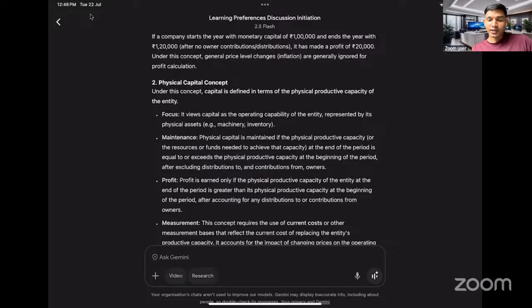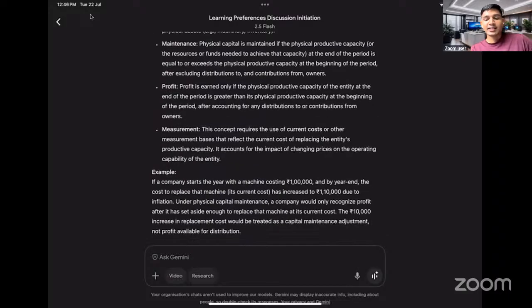Profit. Profit is earned only if the physical productive capacity of the entity at the end of the period is greater than its physical productive capacity at the beginning of that period, after accounting for any distributions or contribution from owners. Measurement. This concept requires the use of current cost or other measurement bases that reflect the current cost of replacing the entity's productive capacity. It accounts for the impact of changing prices on the operating capability of the entity.